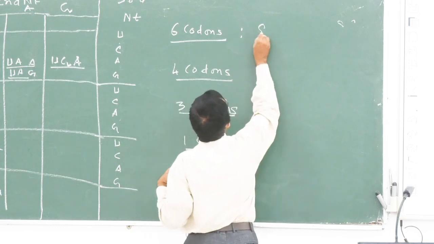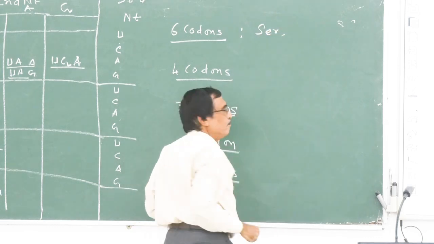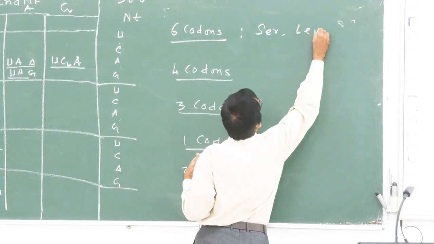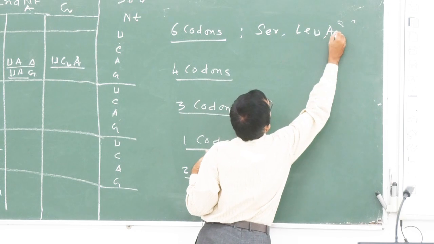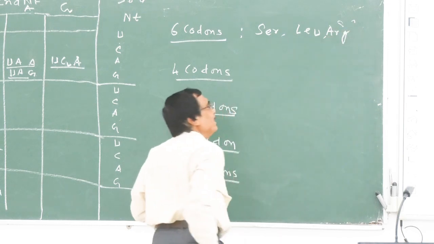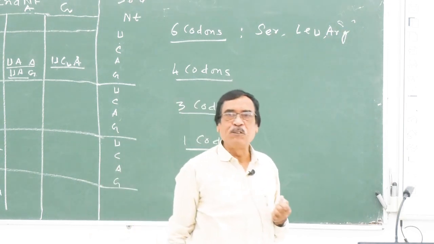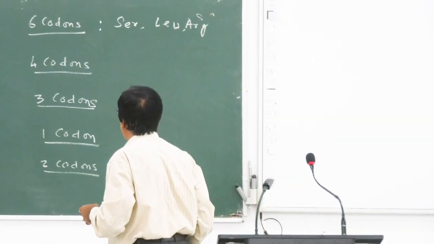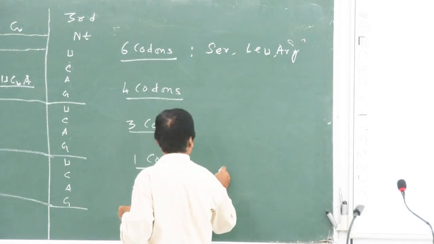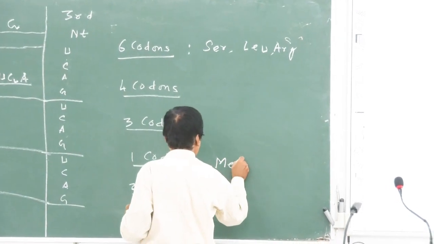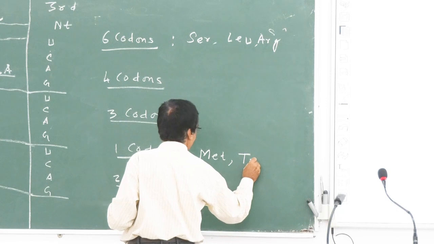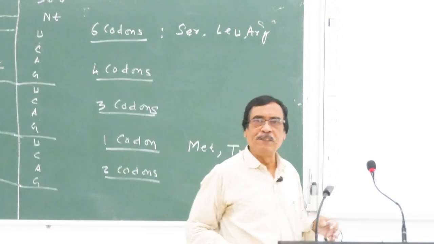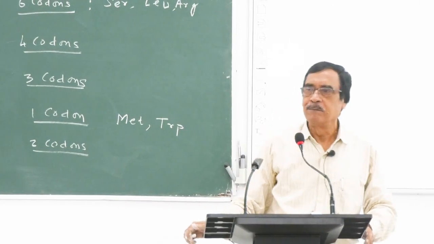6 কোডন হবে সেরিন, লিউসিন, আর্জিনিন। সেরিন, লিউসিন, আর্জিনিন, there are 6 codons. সিঙ্গেল কোডন আমি বলেছি কার কার আছে? সিঙ্গেল কোডন মেথিওনিন and tryptophan. Single codon is made for methionine and tryptophan.